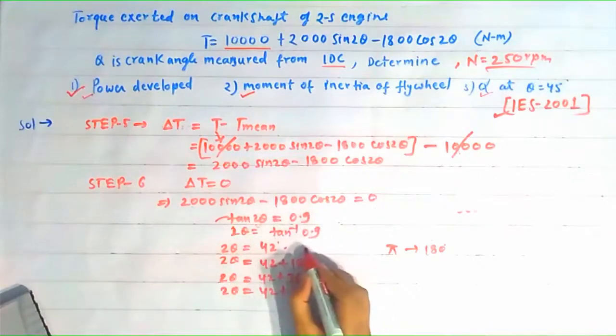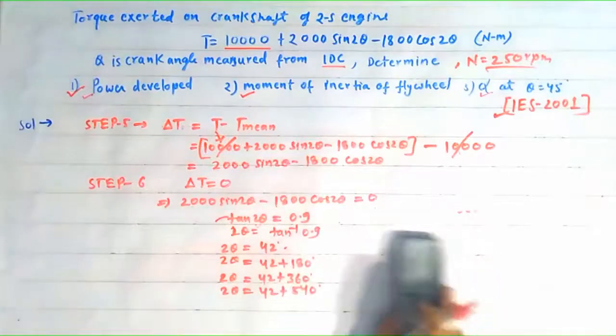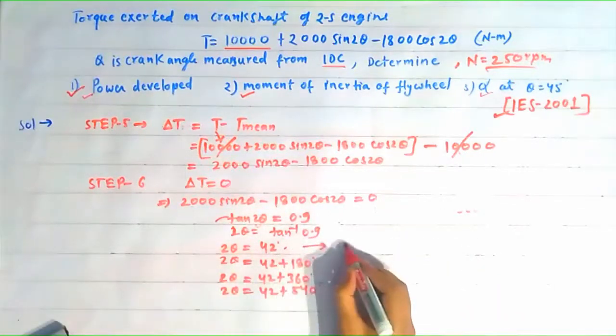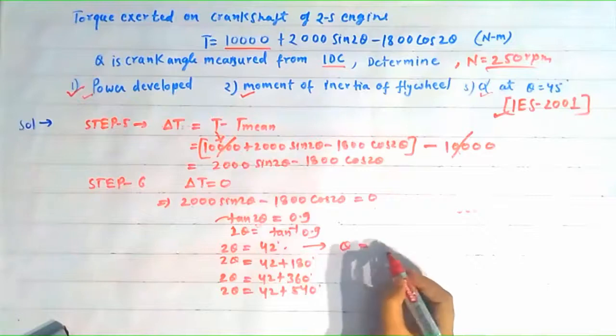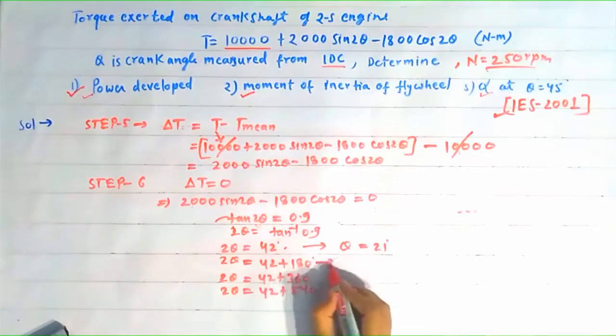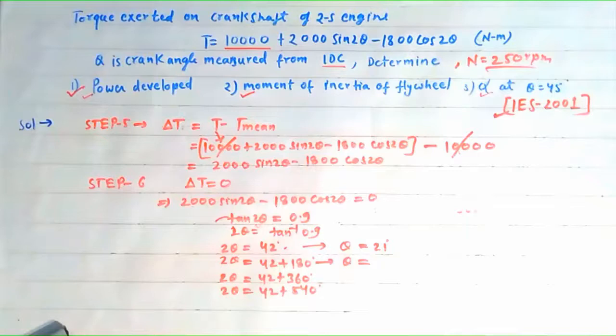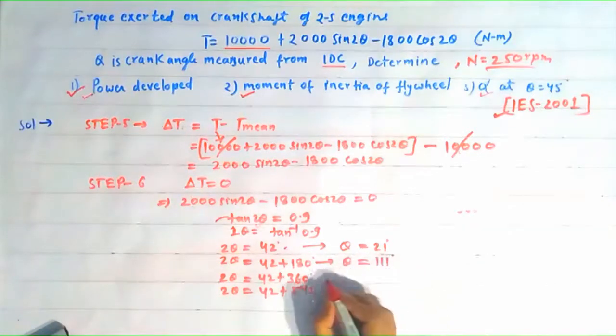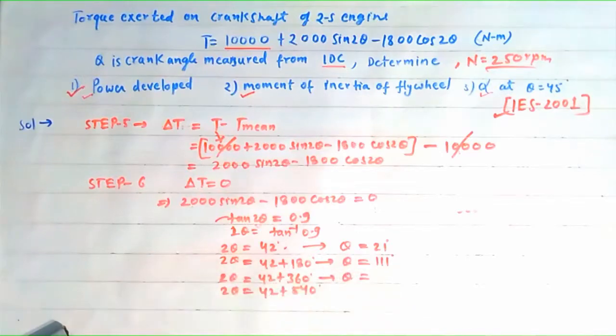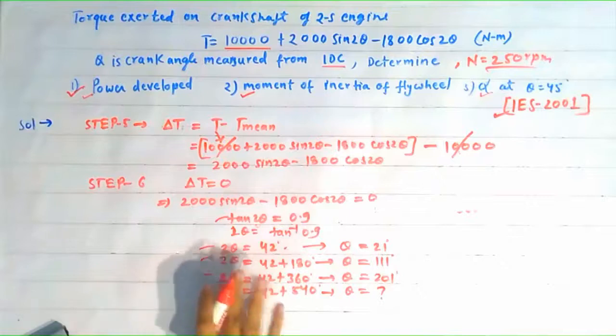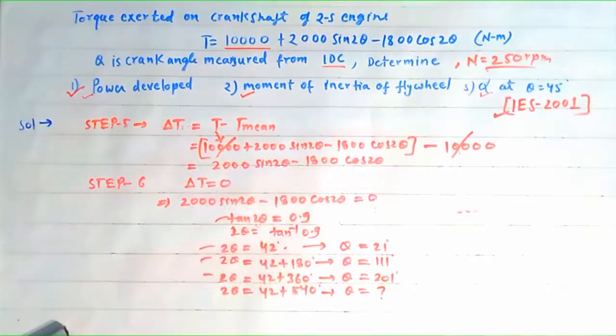So the value of theta will come out to be how much? When we calculate theta from here, the theta will come out to be 21 degree. When I calculate theta from here, I will get theta as 111 degree. When I calculate from this, I will get theta as 201 degree, and so on. You can calculate this by yourself. Actually this is not required, I am just showing that the value of 2 theta can be taken as I have shown. Now friends, we will go to step number 7.